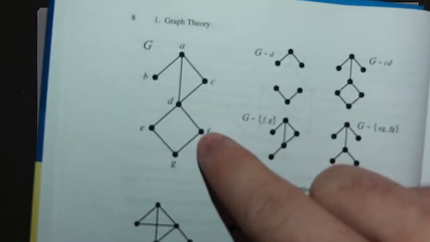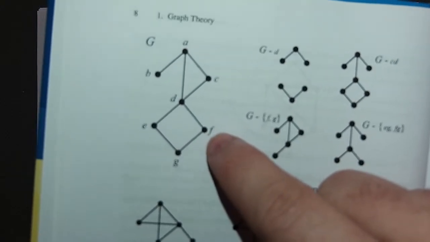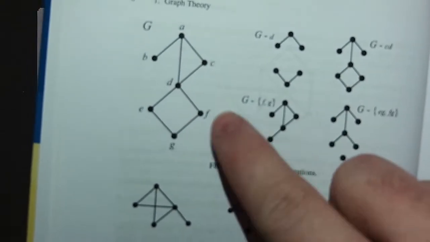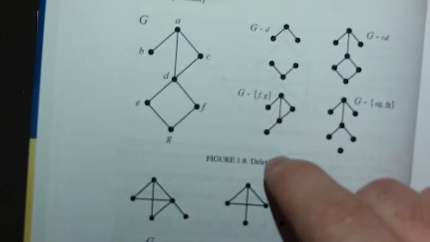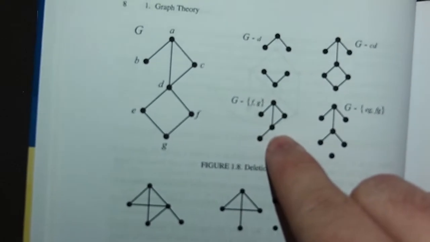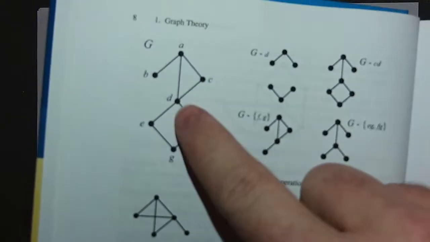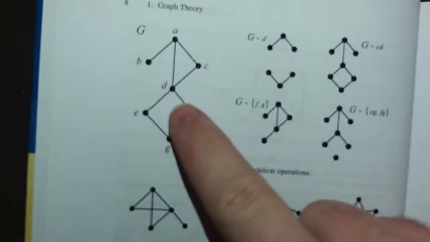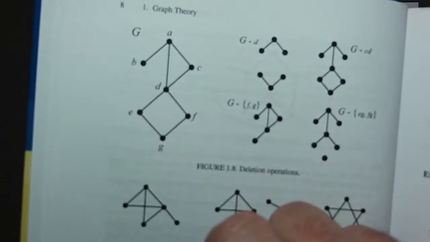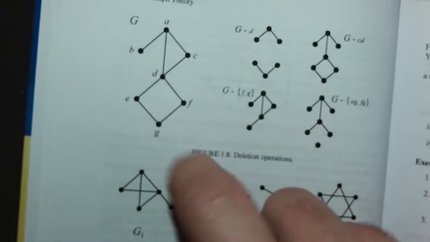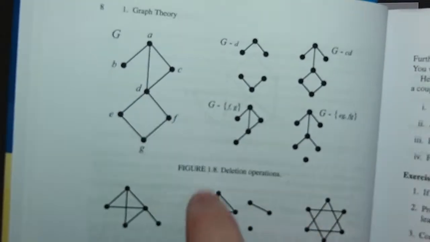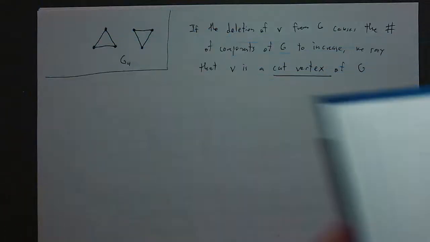What about F? Is F a cut vertex? No, because getting rid of F doesn't increase the number of connected components. In fact, getting rid of both F and G doesn't increase the number of connected components. G minus F and G is still a connected graph, right? So neither F nor G are cut vertices, but D is. Removing D itself increases the number of connected components. You could even remove F, G, and E if you wanted to, and you'd still have a one component thing. So D is a cut vertex, but F and G are not, for instance.